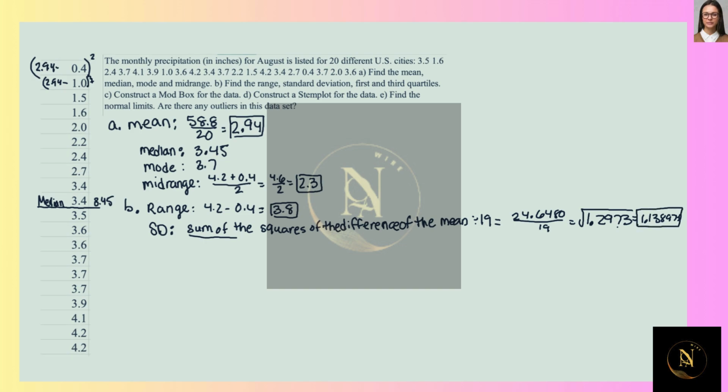And then it wanted to know the first quartile. The first quartile is in between the 5th and the 6th number. So 1, 2, 3, 4, 5. So the first quartile is 2.1. Again, 1, 2, 3, 4, 5. So the third quartile is 3.7.